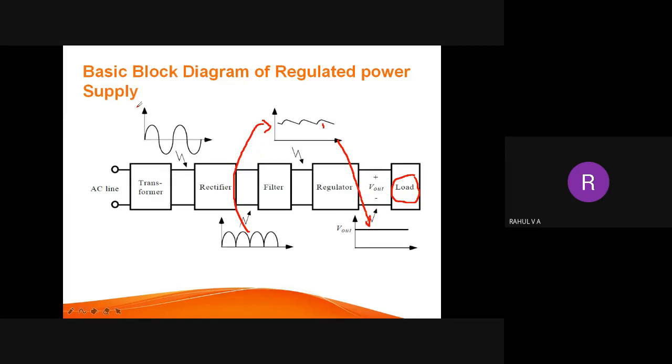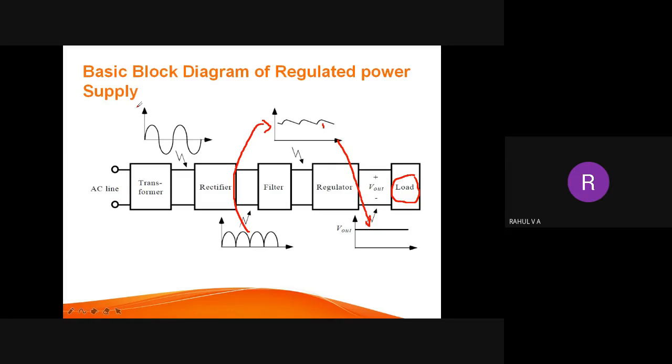I think you understood the basic block diagram of a regulated power supply. The first one is the transformer. What is the purpose of the transformer? It will convert AC of a higher magnitude to AC of a lower magnitude, or a higher magnitude. And then we have the rectifier. What is the purpose of the rectifier? Rectifier will convert AC to DC. But the problem is the DC is in pulses. This is actually pulsating DC. It is not pure DC.